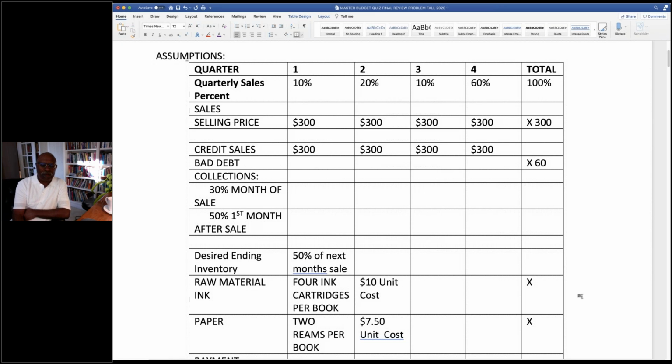Glad you multiply by 20%. Because over here in our collections, we did 30% for the month of sale and 50% the first month after sale. And we add those up and subtract from 100% and you should get 20%. So the bad debt is 20%. Is that always how you get the bad debt? That's correct.